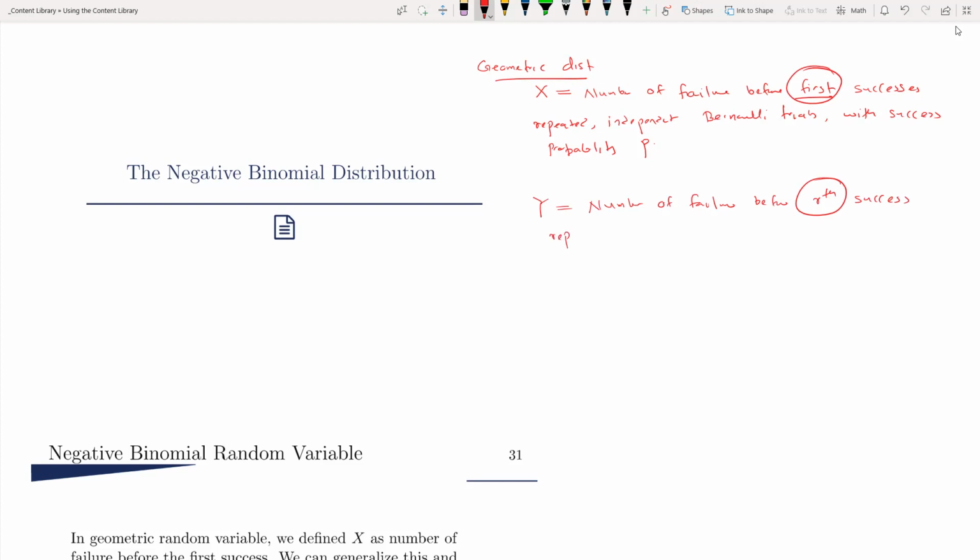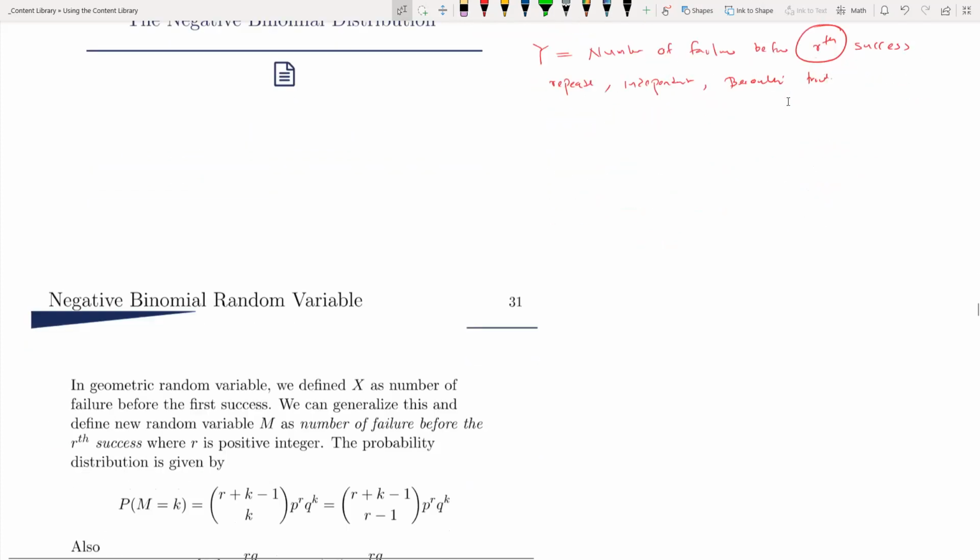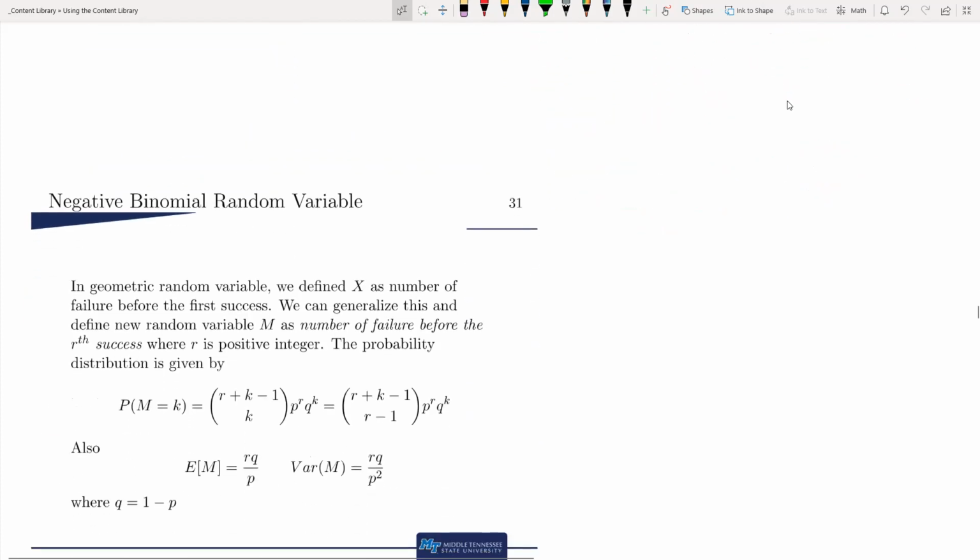These are repeated, independent Bernoulli trials, okay, with success probability p. So let's go to the distribution and see what it looks like. We define X as the number of failures before the first success. This was for geometric. And now under the new random variable, we use M as the number of failures before the rth success, where r is a positive integer.